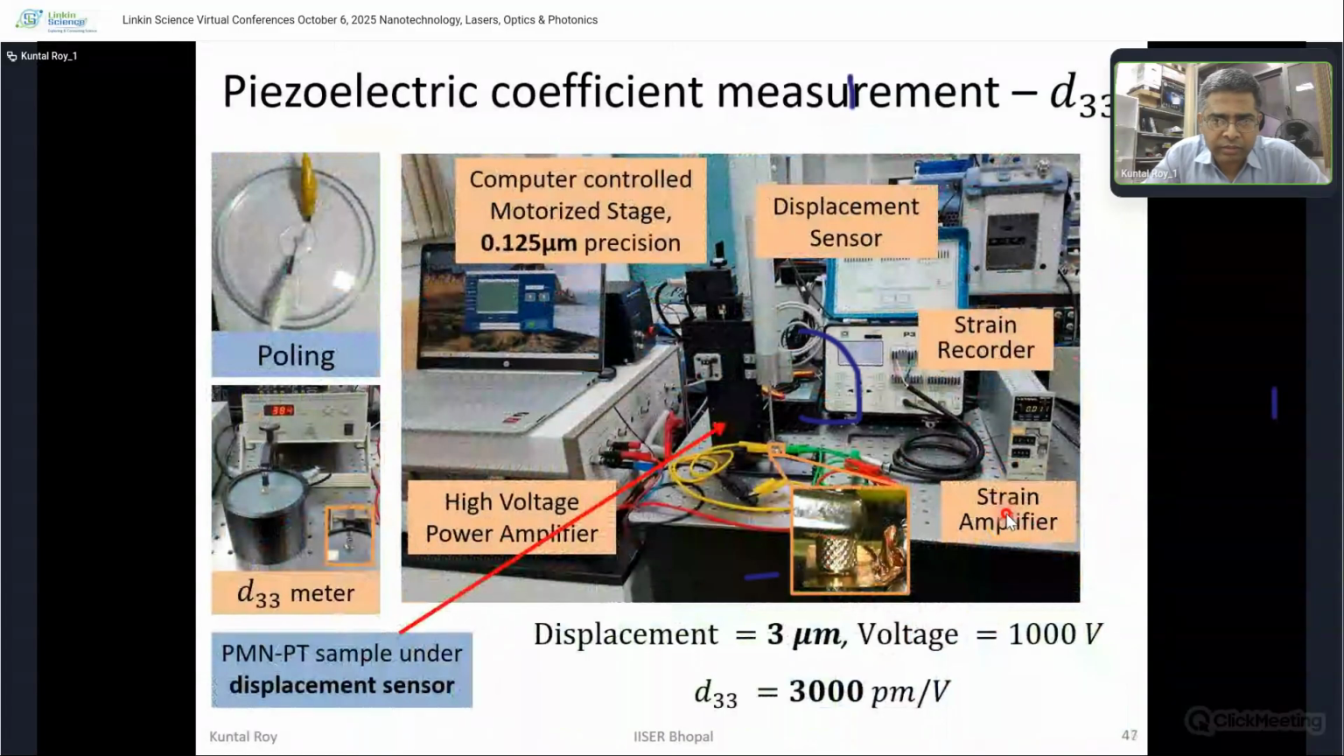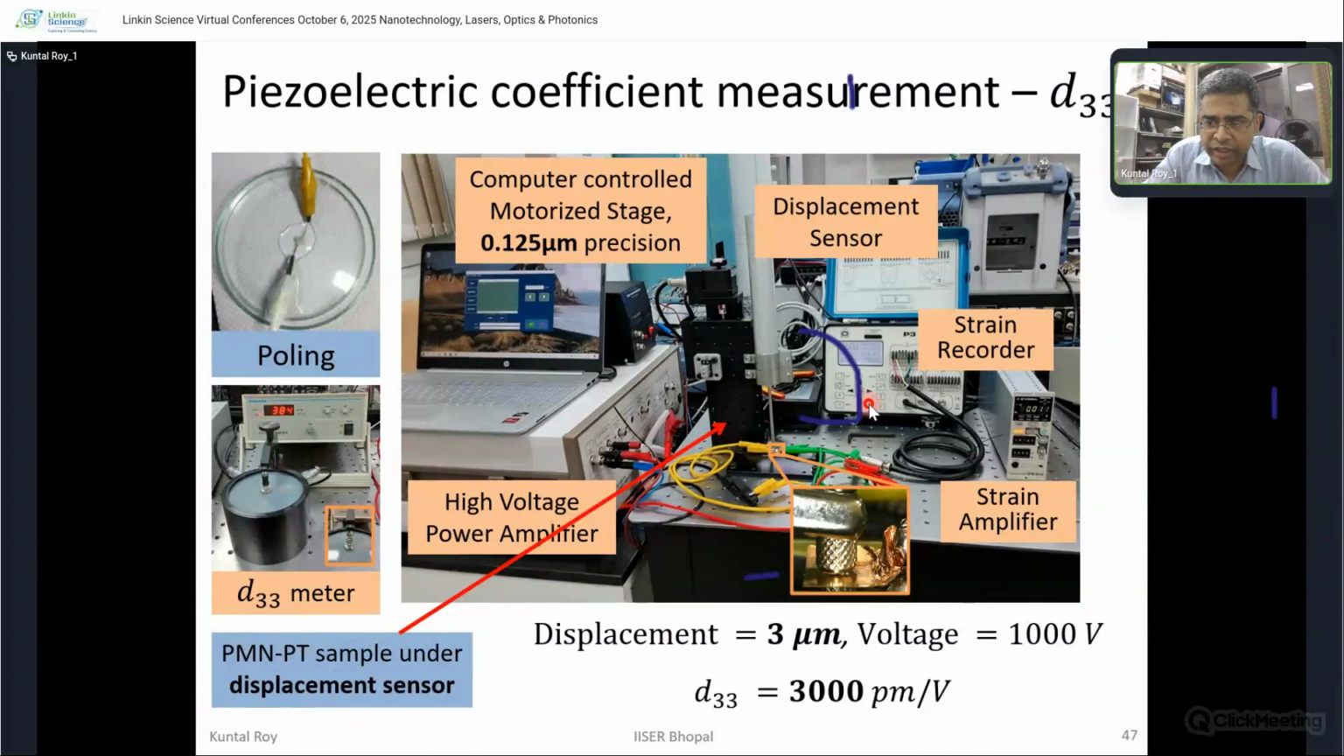Similarly, we have done a very precise measurement for D33, where the applied voltage is also in the Z direction, and the measured strain is also along the Z direction. So we have a displacement sensor for that. The inset shows it is touching the sample where we are applying the voltage. So we are using a high voltage power amplifier to generate 1000 volt, and this displacement sensor has been able to detect like 3 micrometer, and we are getting D33 about 3000 picometer per volt. There is also a separate D33 meter, but it has some problem with very high D33 measurement. So that's why we have made this setup.